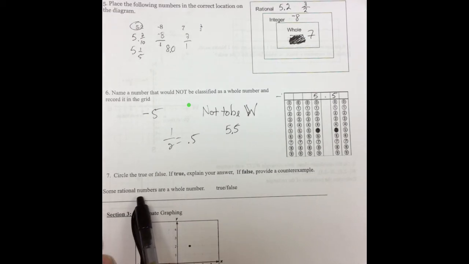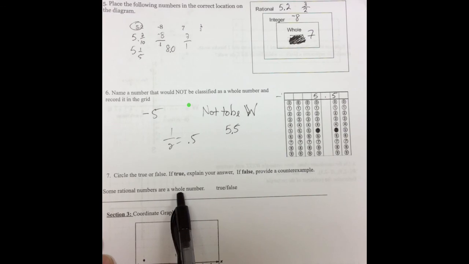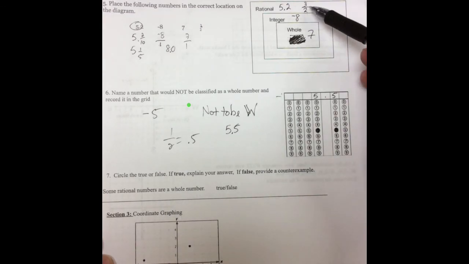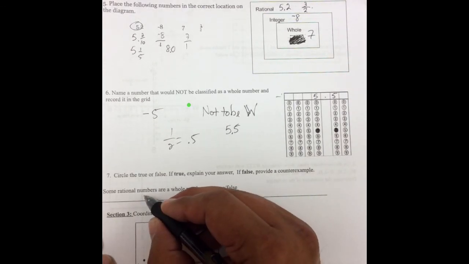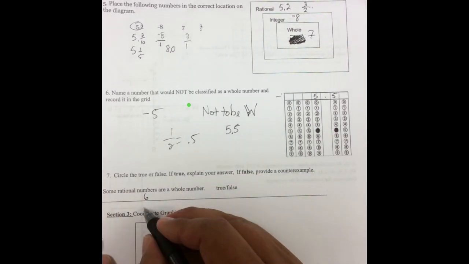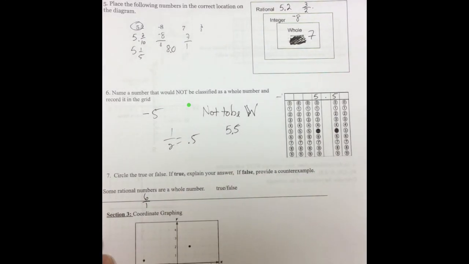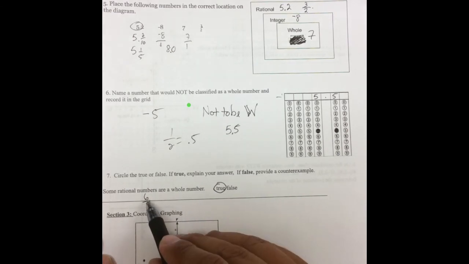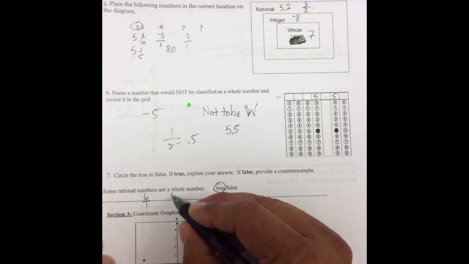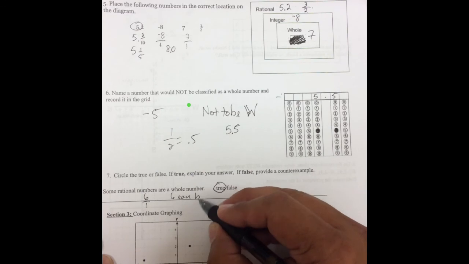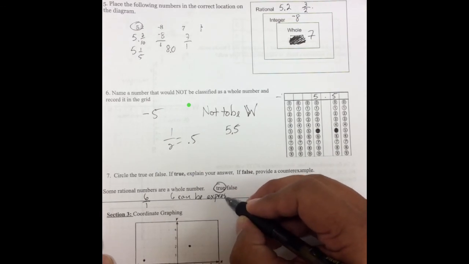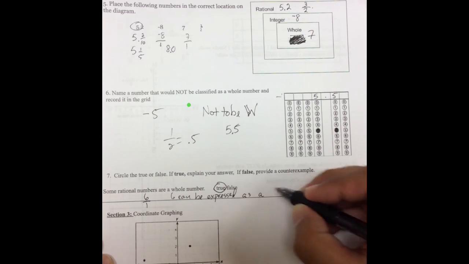Some rational numbers are a whole number. So do I have rational numbers that fit within the whole number? Yeah, that works. Let's say 6. 6, I can make a fraction, so it is a rational number because it's a fraction that terminates. So the answer in this case is true, and that's the explanation. 6 can be written as a terminating fraction.